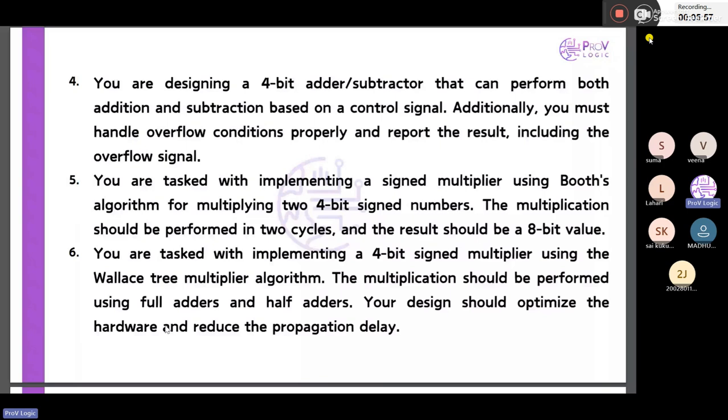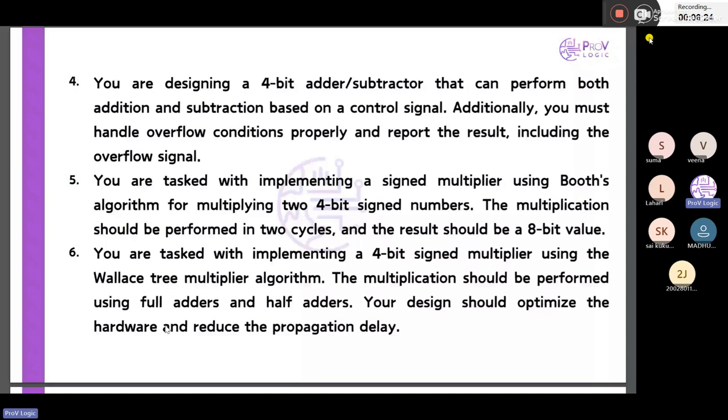Till here, any doubts? Next, fourth one. 4-bit adder or subtractor. We already discussed the 4-bit adder or subtractor, same as the ripple carry adder. We need to use a control signal. But here some additional condition is given, the overflow condition. So how are you going to report that overflow condition? That is one. Next, you are tasked with implementing a multiplier using the Booth algorithm.